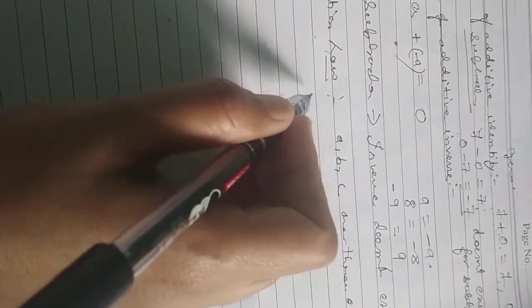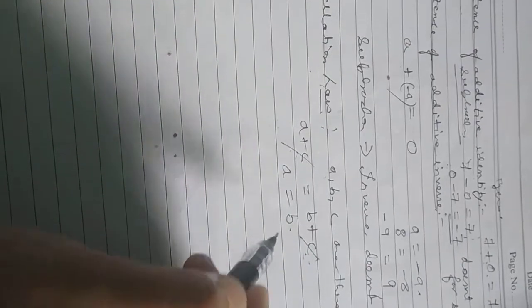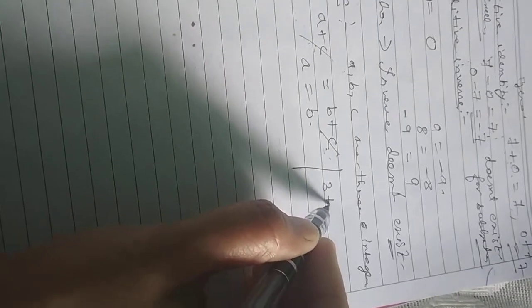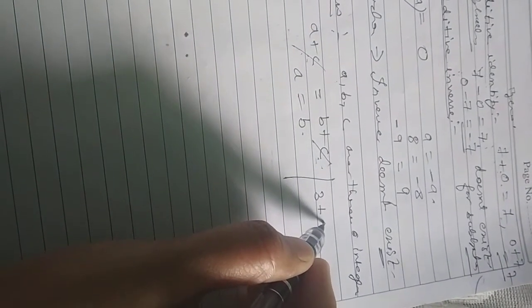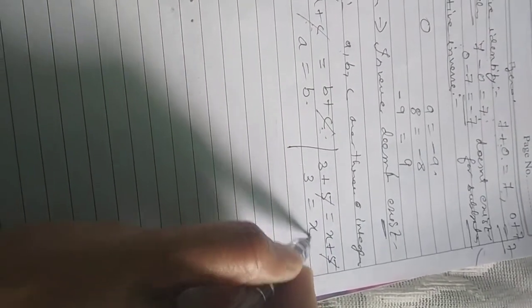Okay. Next is cancellation law. What is this cancellation law? We take any 3 integers in this law and we write it like a plus c is equal to b plus c. So in this case c is the same number. So c and c will get cancelled and a will be equal to b. Suppose, take an example: 3 plus 5 is equal to x plus 5. Then this 5 will get cancelled and 3 is equal to x. This number's value will be equal.